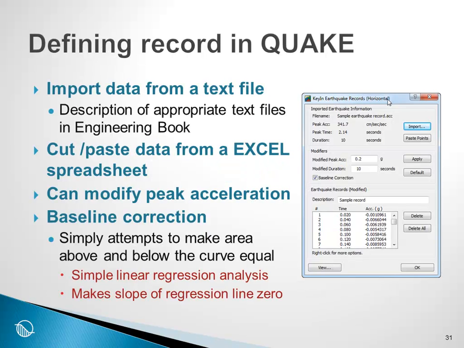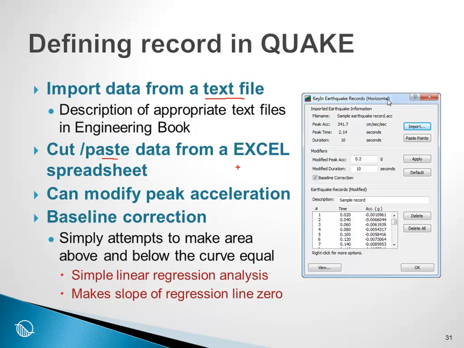So we need to import a record into Quake, and we can import the data from a text file, and there are several text formats that Quake will accommodate. Alternatively, if the record is in Excel, you have acceleration versus time, or time versus acceleration. In Excel, we can paste the data from Excel into the Quake edit boxes.